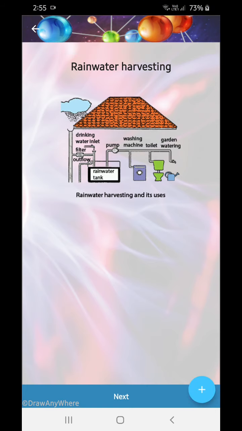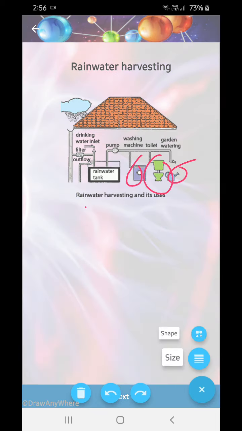Rainwater harvesting. Now please see, drinking water inlet: filter it and then drink it. Another line you send to the pump, to the washing machine. Wash clothes with harvested rainwater. Toilets and gardening should also use harvested rainwater.